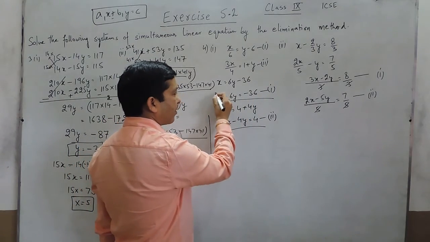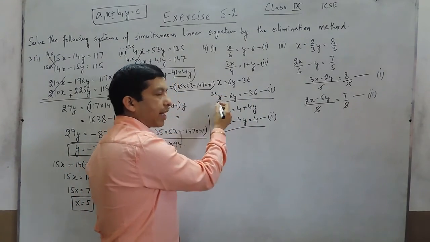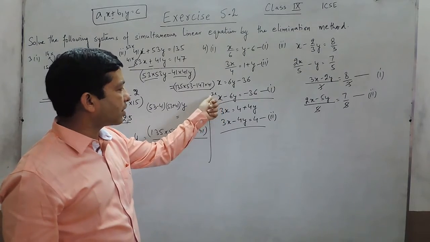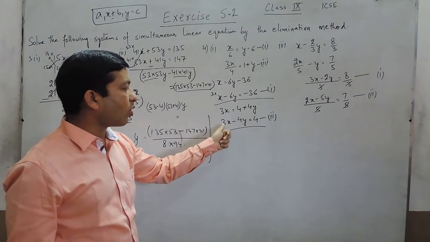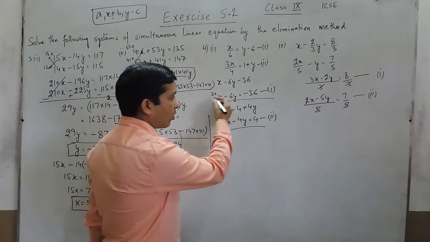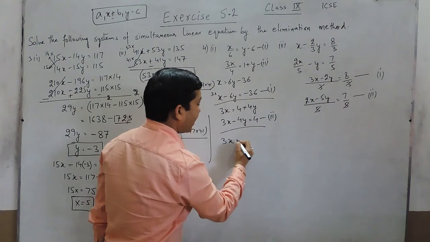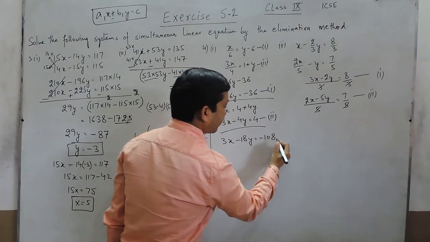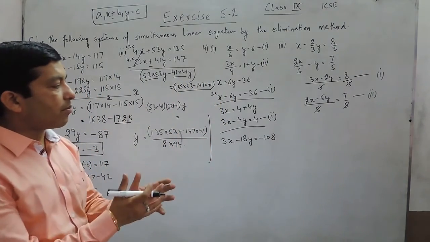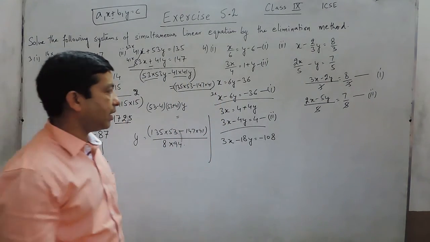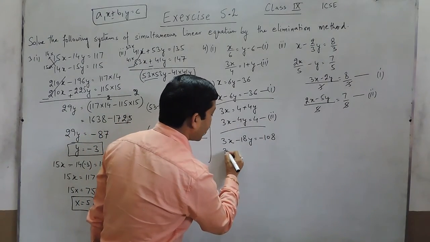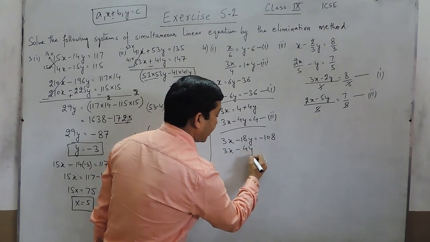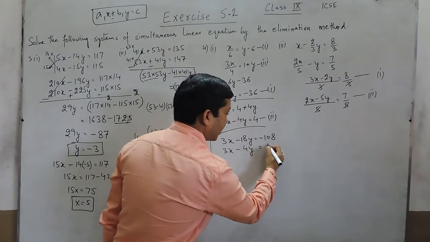The first equation I will multiply by 3, so that the coefficient of x becomes 3x, and here it is already 3x, so we can cancel it out. So the first equation will be 3x minus 18y is equal to minus 108. What we have done is multiplied the first equation by 3. The second equation is already in the format: 3x minus 4y is equal to 4.